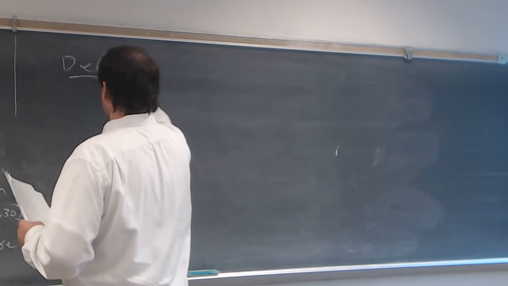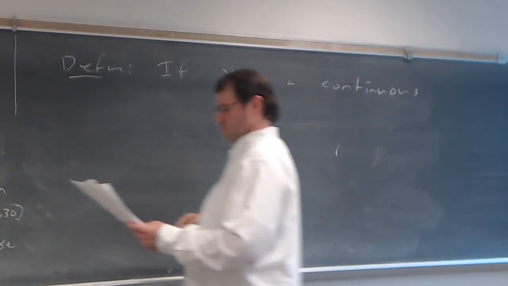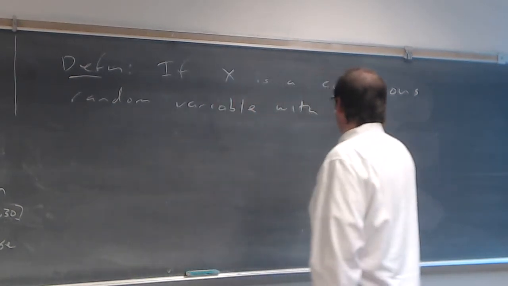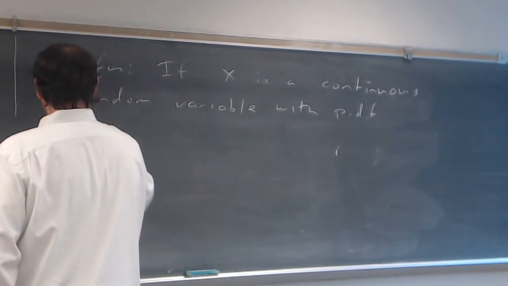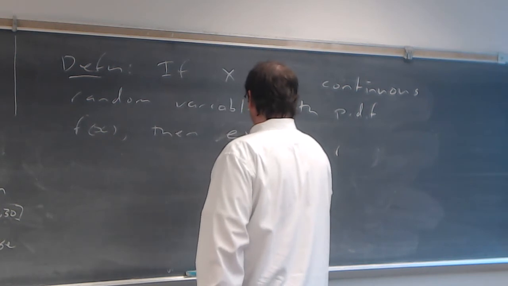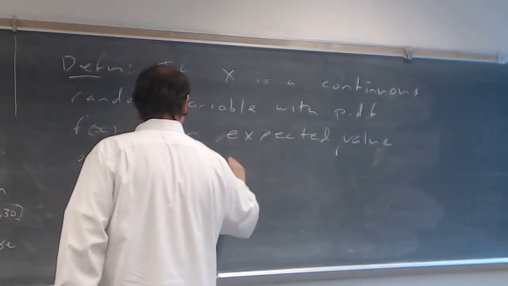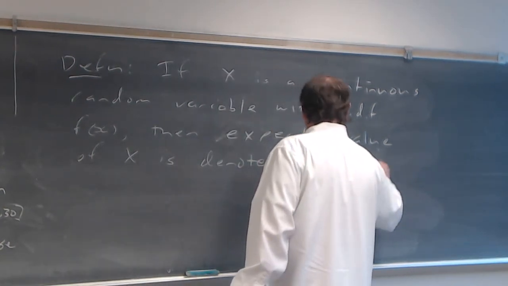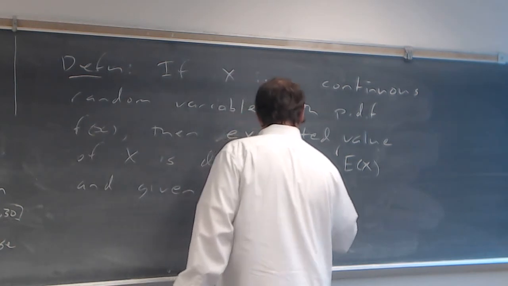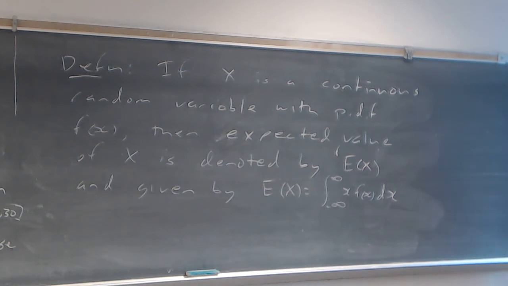So here's that definition. If x is a continuous random variable with PDF f of x, then the expected value of x is denoted by E of x and given by E of x is equal to the integral from minus infinity to infinity of x times f of x dx. So that's the expected value of x.